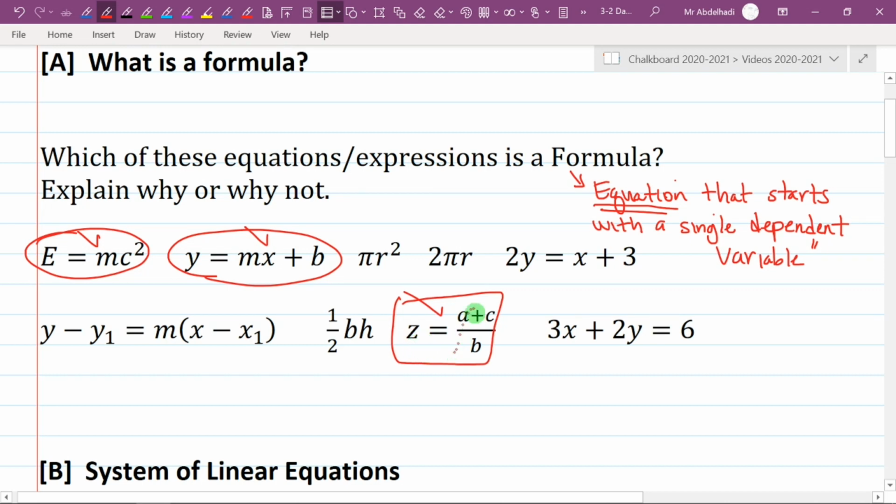Dependent variable, equal sign, bunch of stuff on the other side. The expression on the other side determines what this is going to be. This is a formula for E, this is a formula for Y, this is a formula for Z.